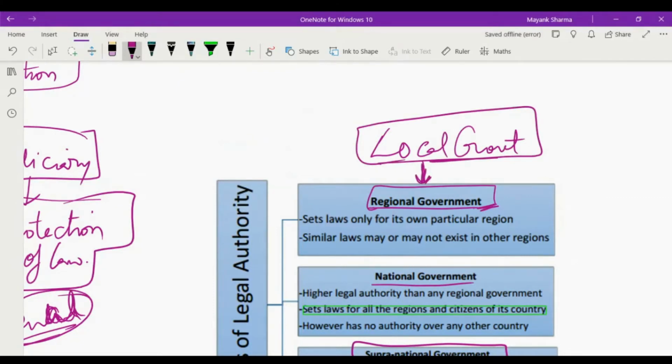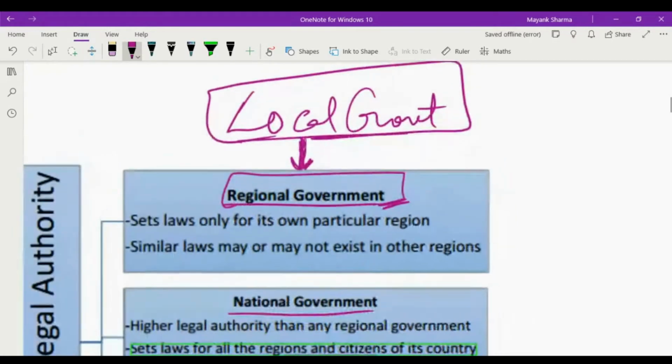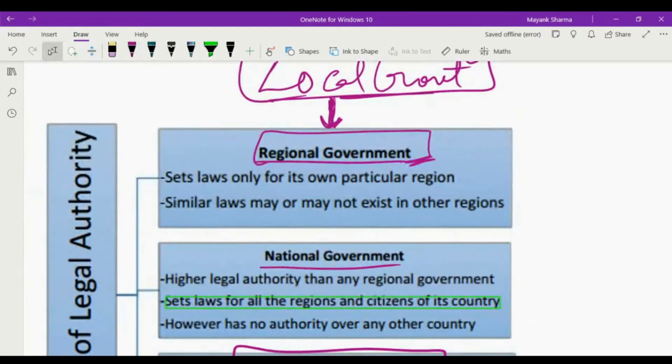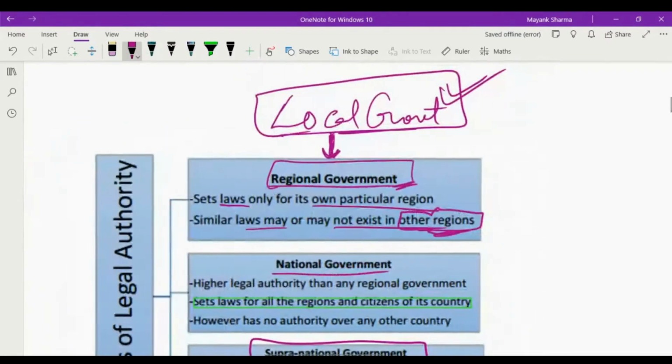For example, the people who are elected in your municipality or district council form part of local government. So local and regional can be grouped together. Regional government sets law only for its own particular region. Similar laws may or may not exist in other regions of the same country. There are so many subjects which are covered by the regional government.